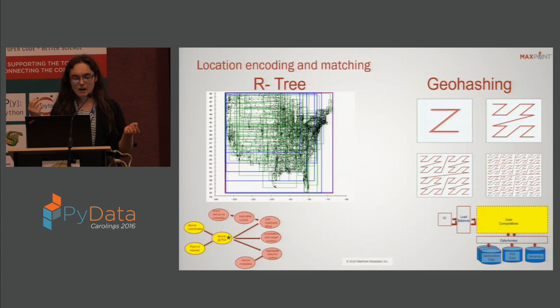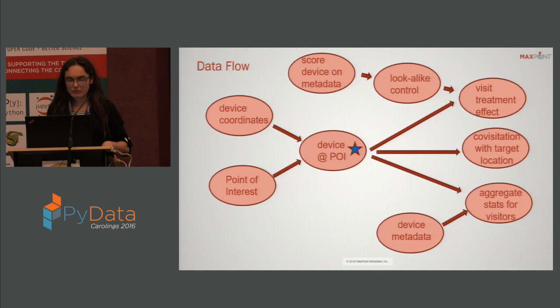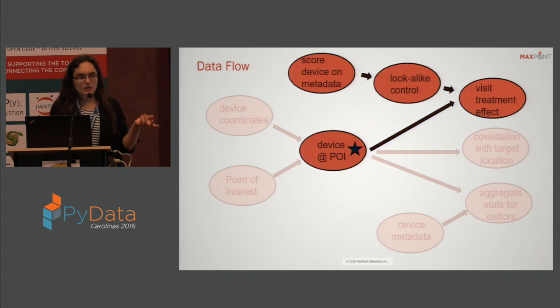We started out with R trees and found that geohashing is much better for the scale of the data that we have because it scales much better. As you add data, it doesn't degrade as fast as an R tree. So if you have really big data, geohashing is the way to go, we've found. Now that we can match a device with its lat long to a point of interest, let's go on to talk about making our control group.